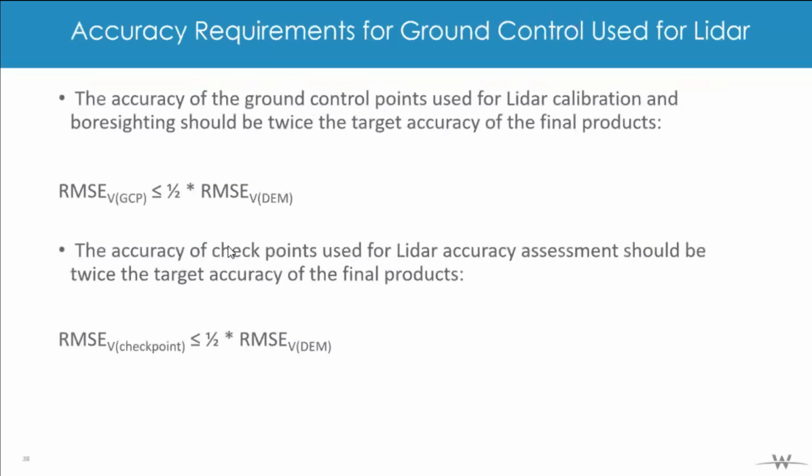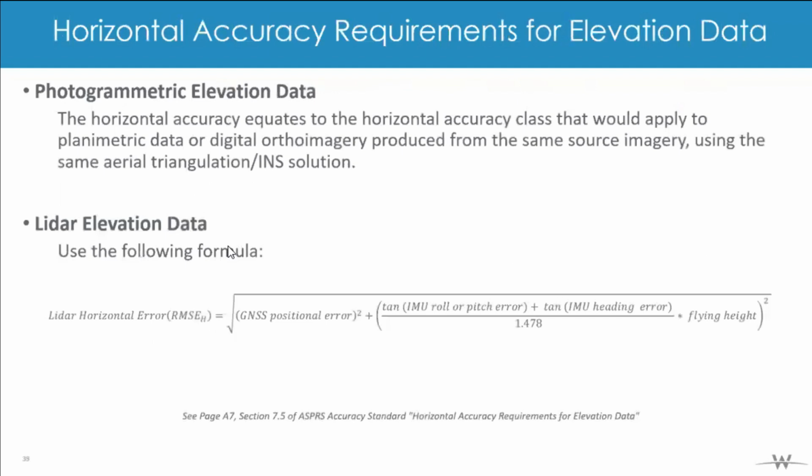LiDAR, the same thing. You always use it twice as accurate, whether a checkpoint or a control point for the bore sighting and calibration of the data. And we added a measure for horizontal accuracy of elevation data. We didn't really have any guidance before in the old standards. So here we're saying for photogrammetric elevation data, the horizontal accuracy will follow the ortho accuracy or the planimetric map, for example. Whatever the requirement, it will follow that.